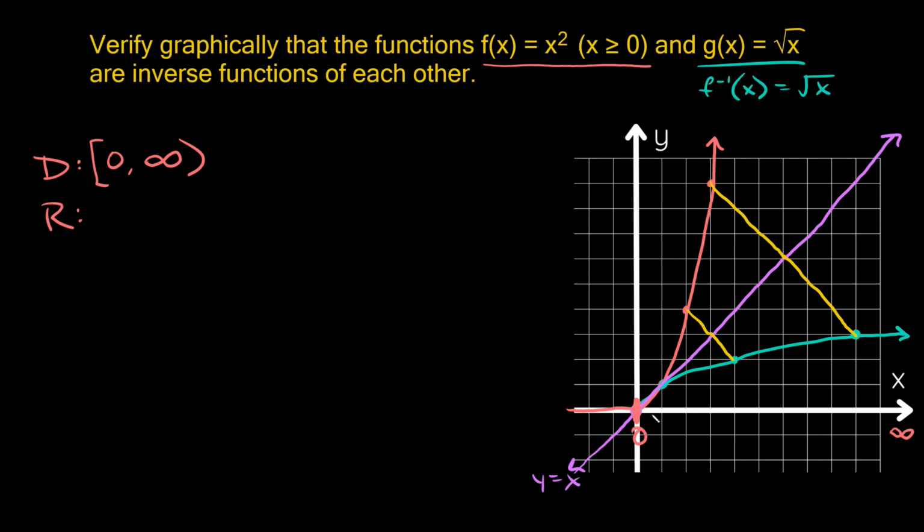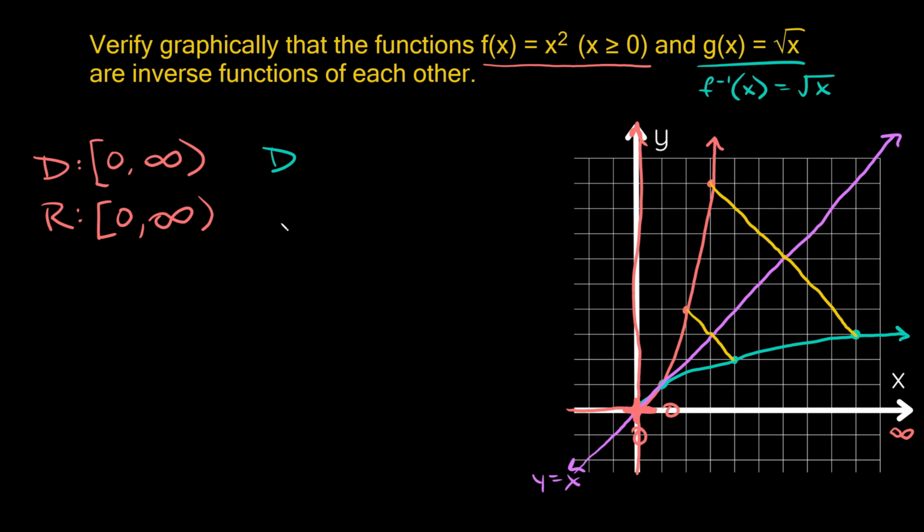And the range, you can see it's actually the same thing, right? So as we move up along the y-axis, this is where the range starts, right, at y is equal to 0, and it includes that point, right, because we're touching the origin, so we're going to include that point 0, and then we're just going to head off towards positive infinity in that direction as well.